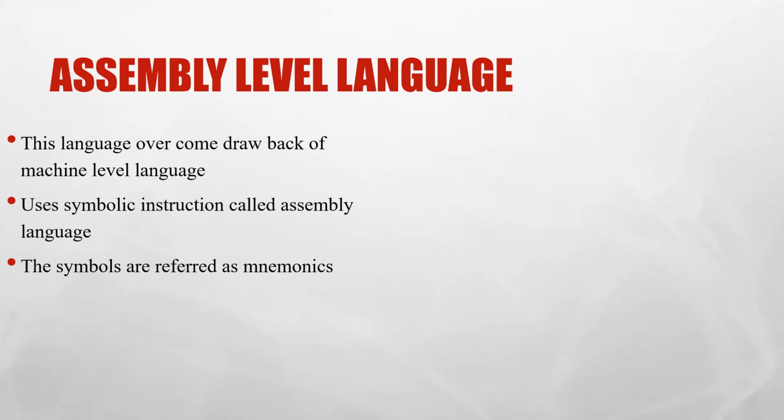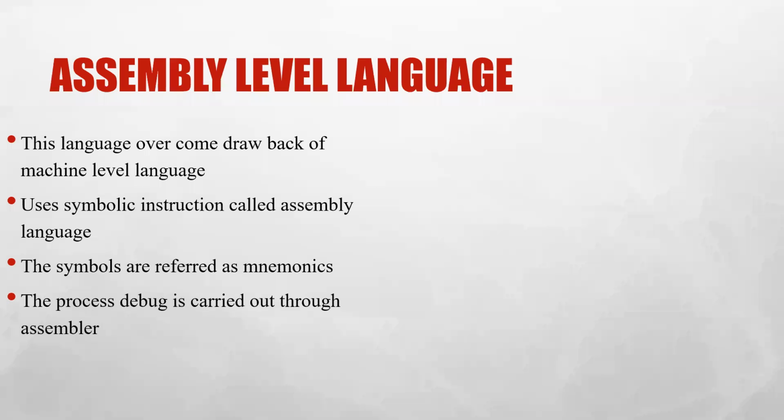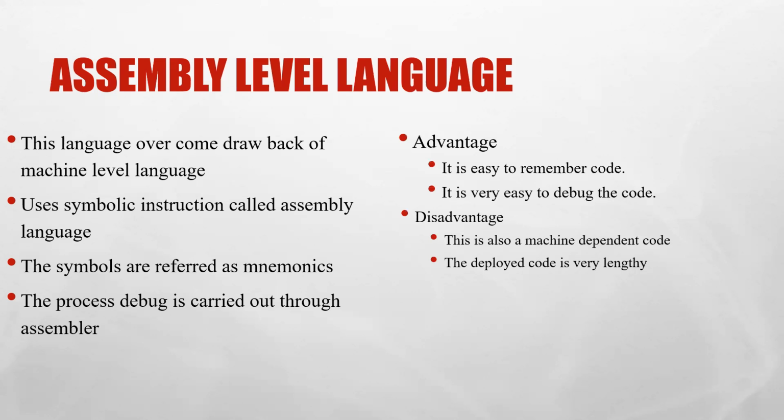This symbol is represented as mnemonics, and the process of debugging is carried out through a translator called an assembler. So here a middleman comes in. To convert assembly level coding into machine level coding, there is a middleman. The name of that middleman is assembler. Now let us see the advantages and disadvantages of assembly level coding. The main advantage is that we can easily remember the codings, and it is very easy to debug. Why can we easily remember the codings?